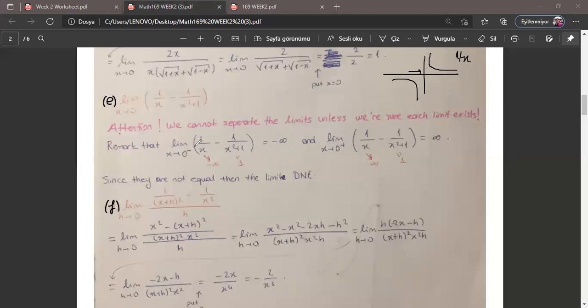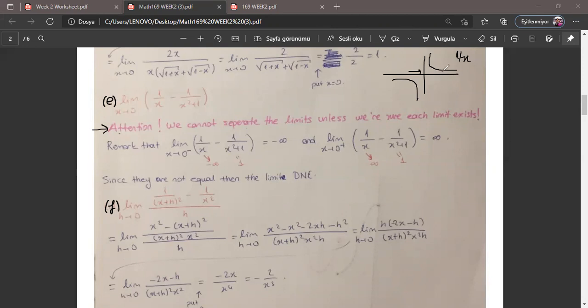Okay, as I mentioned here, we cannot separate these limits into two. We cannot write limit of 1 over x minus limit of 1 over x squared plus 1. We cannot do that because this does not exist. By that, we mean it's not equal to some real number. So we cannot separate them unless we know they both exist and they are equal. By exist, we mean they are equal to some real numbers. Okay, so this is minus infinity.